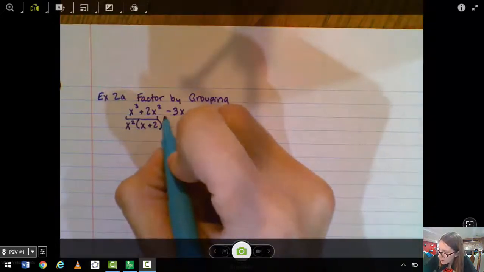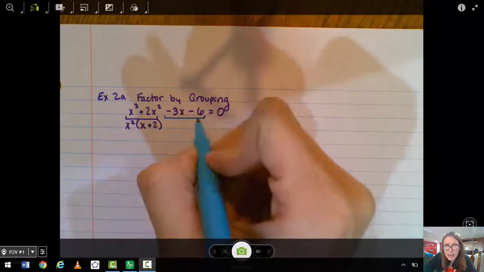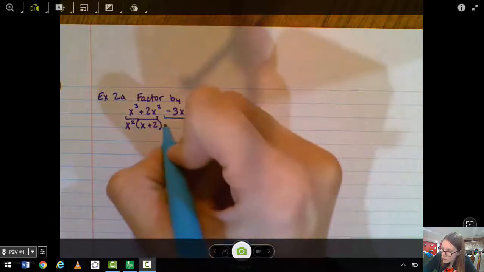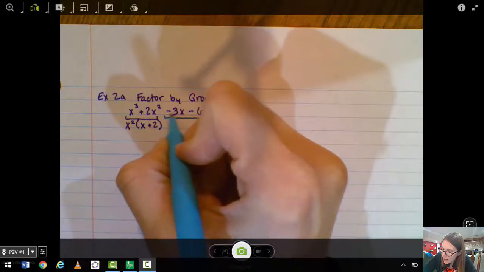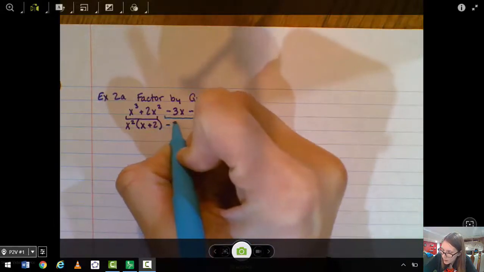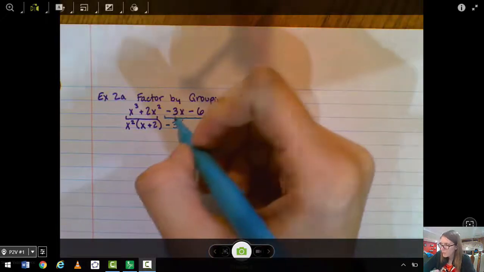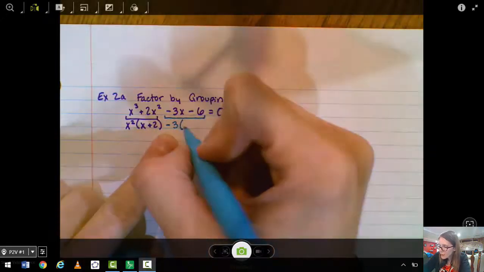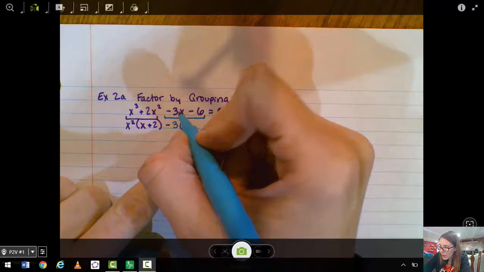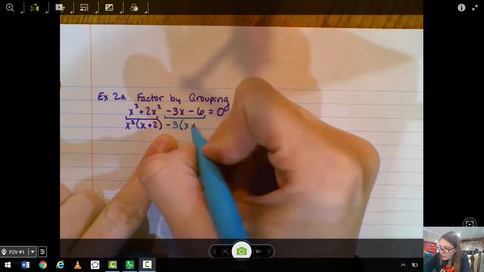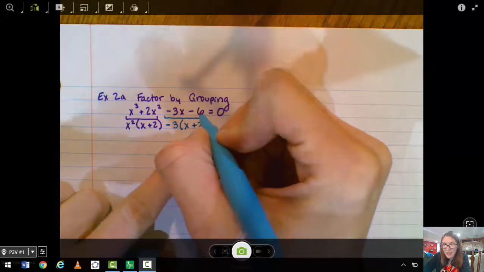Over here, my other pair, negative 3x minus 6. These both are divisible by 3. And since this is a negative 3x here, I'm going to factor out a negative 3. Negative 3 times x is negative 3x. Negative 3 times positive 2 is negative 6.